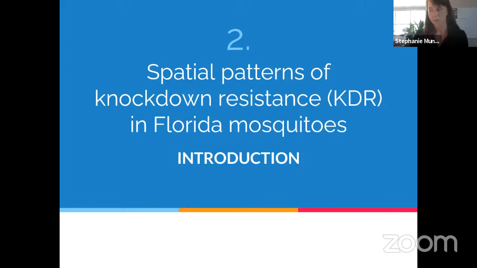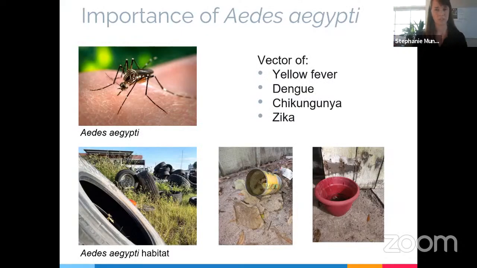So for my second chapter, I'm looking at spatial patterns in KDR in Florida mosquitoes. So which Florida mosquitoes? Aedes aegypti, you may be familiar with from various other talks. This is a mosquito that is somewhat infamous as the vector of yellow fever, dengue, chikungunya, and Zika. These are all viruses that, unlike EEE, can be sustained in a human to mosquito to human transmission cycle. So they don't just spill over, they can be transmitted purely in urban settings.